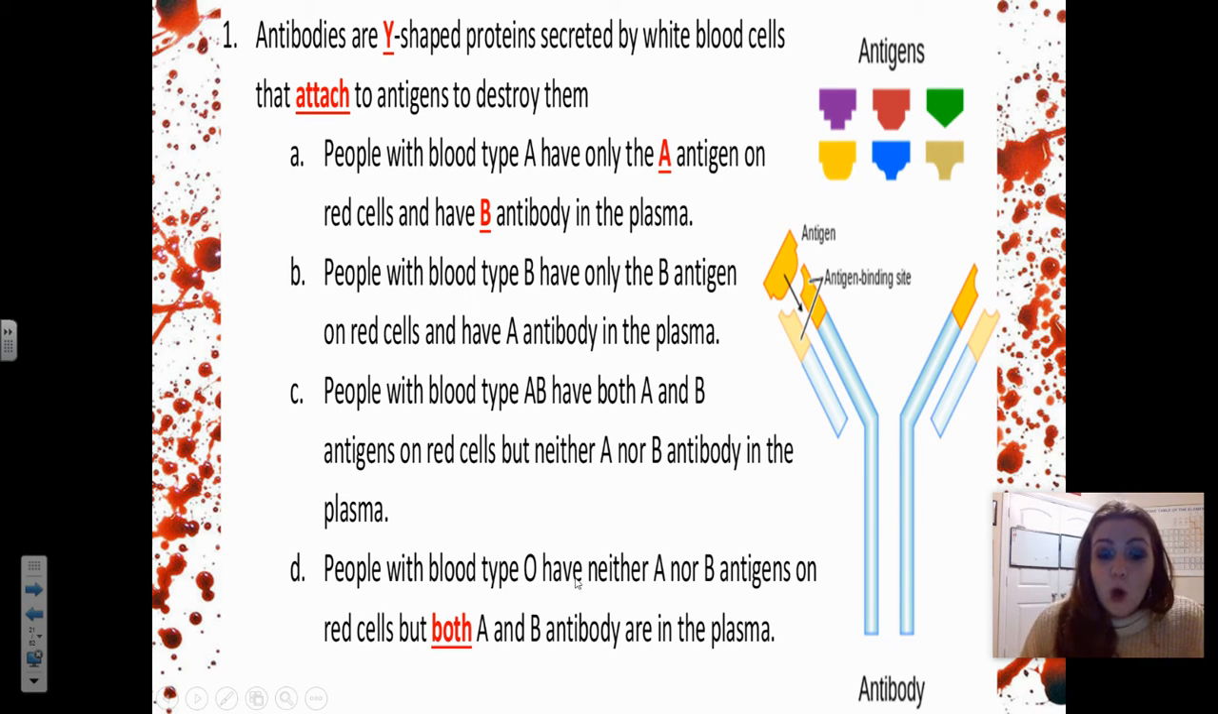People with blood type O have neither A nor B antigens on their cells. That's why they're type O, because they have no antigens on them. So they have both antibodies and fight off A and B blood. I know I've said this several times, but it tends to take several times for it to sink in, so I have it written in several ways.